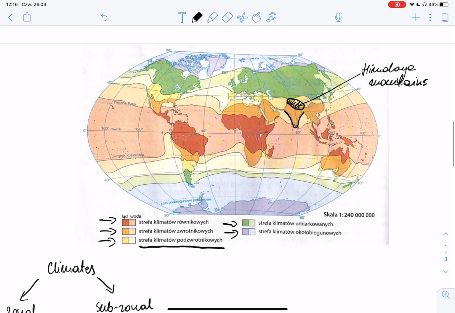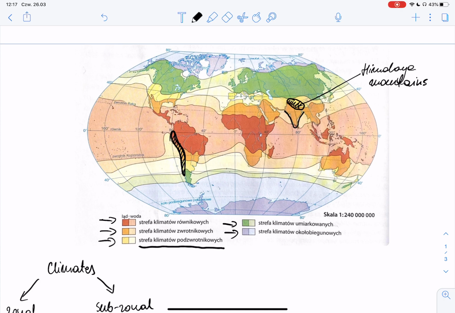The same thing applies, for instance, to Andean mountains, which are located here. They cross a few climatic zones, and basically, this is another example of subzonal climate. But also, the factor that changes climate a lot is the distance to water.